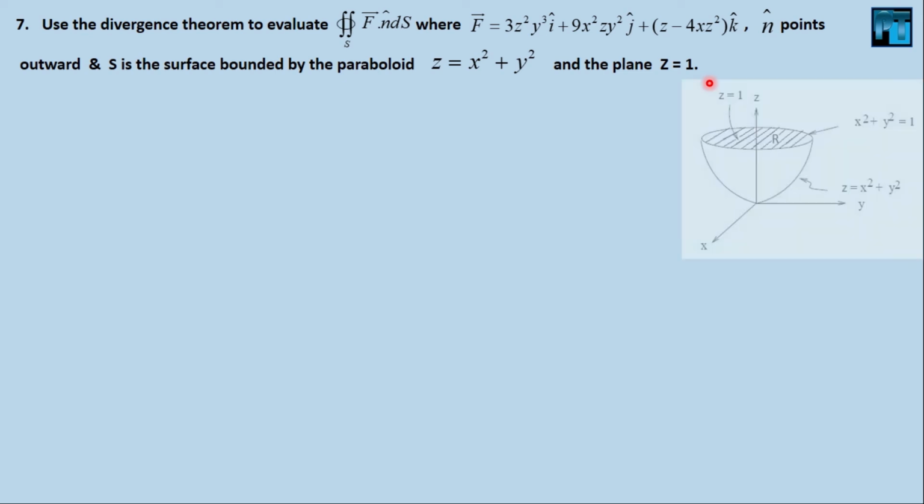Soon you will see. First, we are visualizing the problem. See, this is a paraboloid cut by the z equals 1 plane. So this is the plane z equals 1, and the whole thing, this is the paraboloid. So the whole thing encloses a volume.